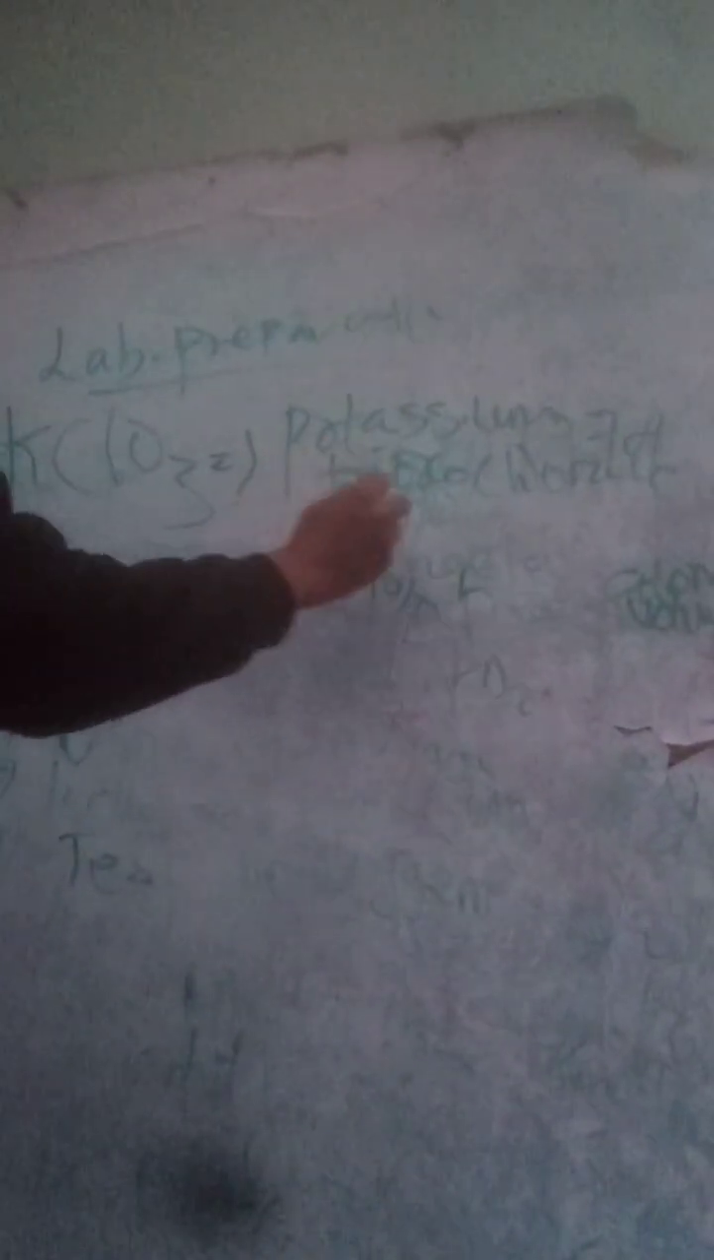Potassium chlorate(V). Why is it even called chlorate(V)? Okay, it is called chlorate(V) due to its oxidation state. Let's do a brief calculation of why it's called chlorate(V).